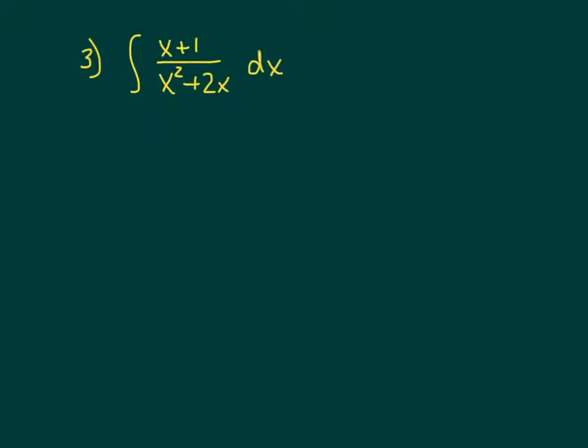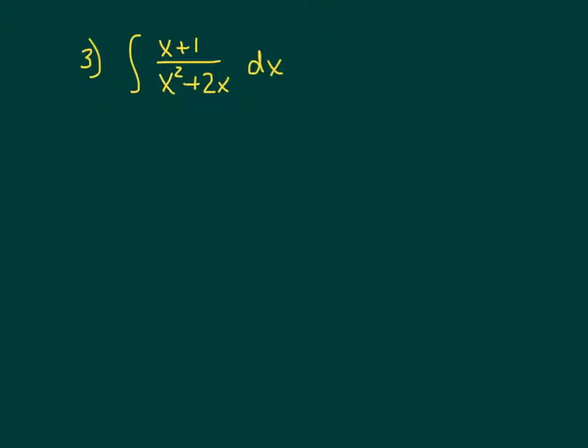Okay, number 3, the integral of x plus 1 over x squared plus 2x dx. All right, so once again, I'm going to take the integral of this, and again, I want to recognize that I have to use u substitution. Notice that I have a denominator that is not just a single term that I can divide into both terms in the numerator. That's a perfect opportunity to use u substitution. So let's go ahead and give that a try.